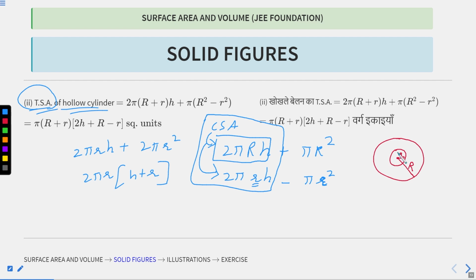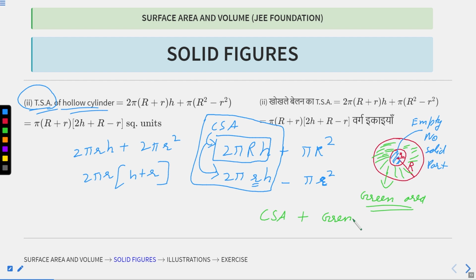We know this blue region is empty. There is no solid part here. But this is all solid. So we need to find this green area, and then we add this green area to the curved surface area to find our total surface area.